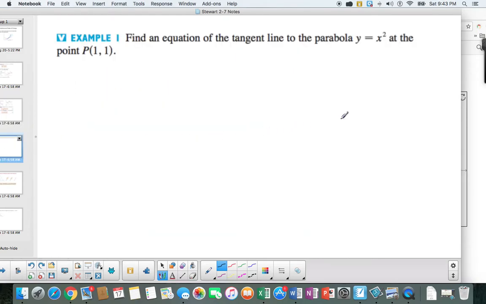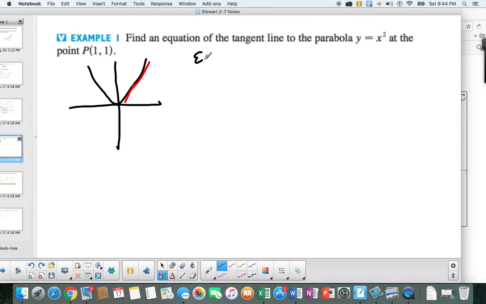All right, here's an example where we start from scratch. You might want to draw yourself a picture just to see what's going on here. This is our parabola, and at point (1, 1), what we're looking for is the equation of this tangent line, the one that you saw in the exploration. We want to find it analytically.